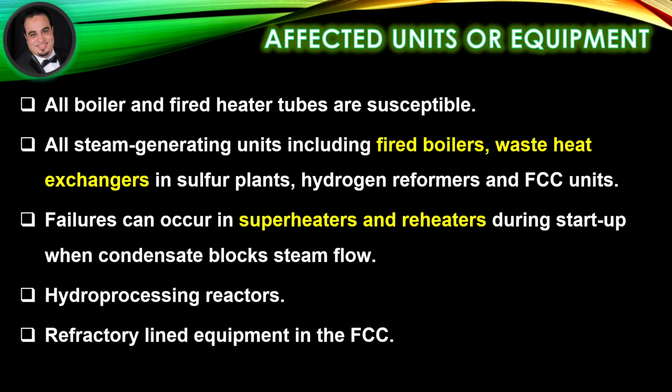Affected units or equipment. All boiler and fired heater tubes are susceptible. All steam generating units including fired boilers, waste heat exchangers in sulfur plants, hydrogen reformers, and FCC units. Failures can occur in superheaters and reheaters during start-up when condensate blocks steam flow. Hydroprocessing reactors. Refractory lined equipment in the FCC.